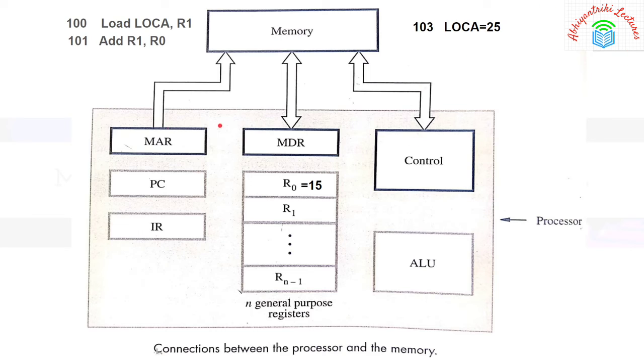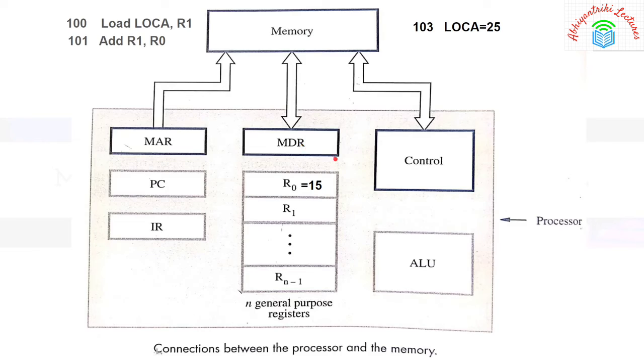Now again MAR sends the address of the data, that is operand 25. What is the address? 103. So MAR is equal to 103. Now again it cannot directly send the address to fetch this data, right? Now the control unit has to send a read signal. So once the control unit sends the read signal, MAR sends 103. Now this data 25 is stored into the MDR register.